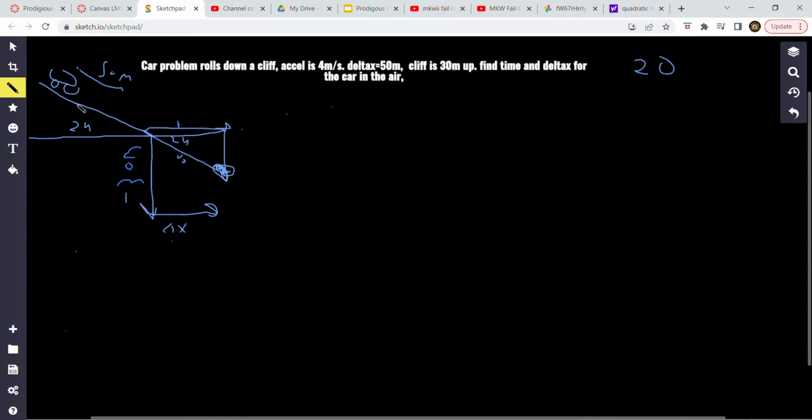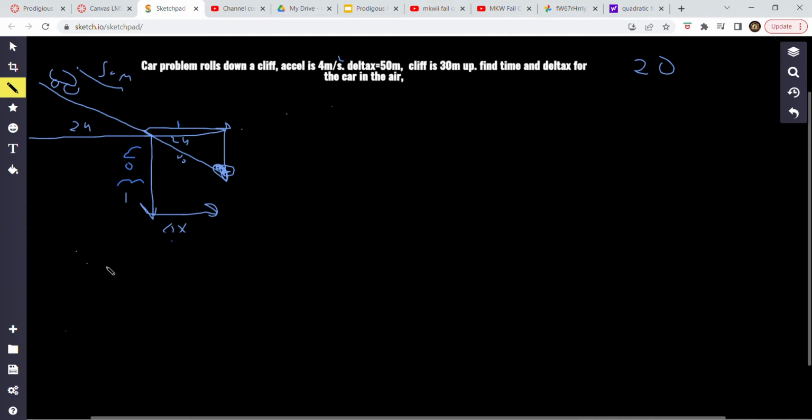So we're given an acceleration of 4 meters per second squared. The delta x is 50 meters, from there to there is 50 meters. The cliff is 30 meters up. So find the time and delta x, this delta x more specifically, for the car in the air, so when it's rolling down here.